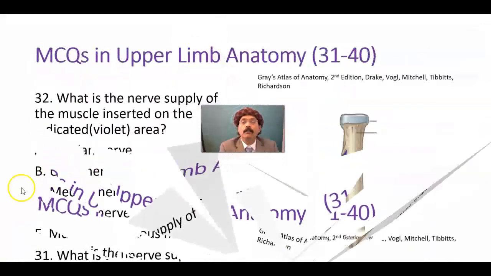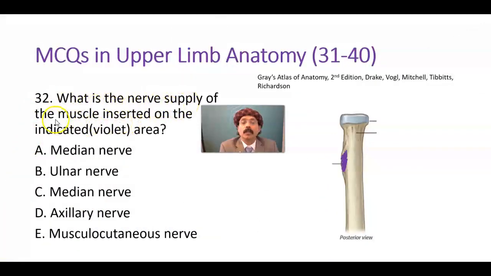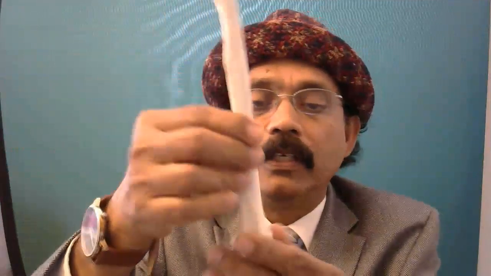Now go to the second question, number 32. What is the nerve supply of the muscle inserted on the indicated area? This is the indicated area. This is the radius, on the posterior aspect. Here is the anterior surface, this is the posterior surface, and this is the radial tuberosity. This is the posterior aspect.